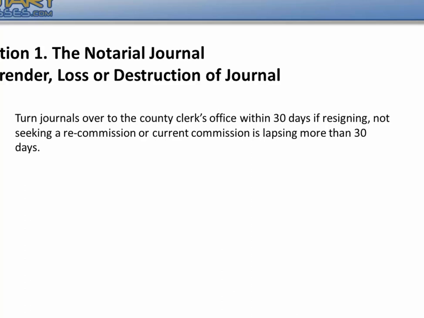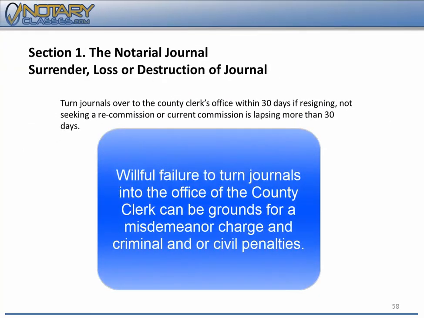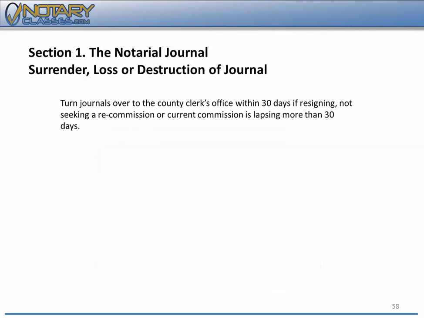Well, if your notary commission expires or if it's terminated for any reason, including a significant lapse in commissions, and by significant what we mean is more than 30 days, you must turn in all of the notary journals that you have collected over the years to the county clerk's office where your most recent oath and bond are on file. Now, as I said, you'll have 30 days to do that. And if you willfully fail to turn over your journals, you can be charged with a misdemeanor and, of course, as always, be held personally liable for damages caused by not turning over your journals.